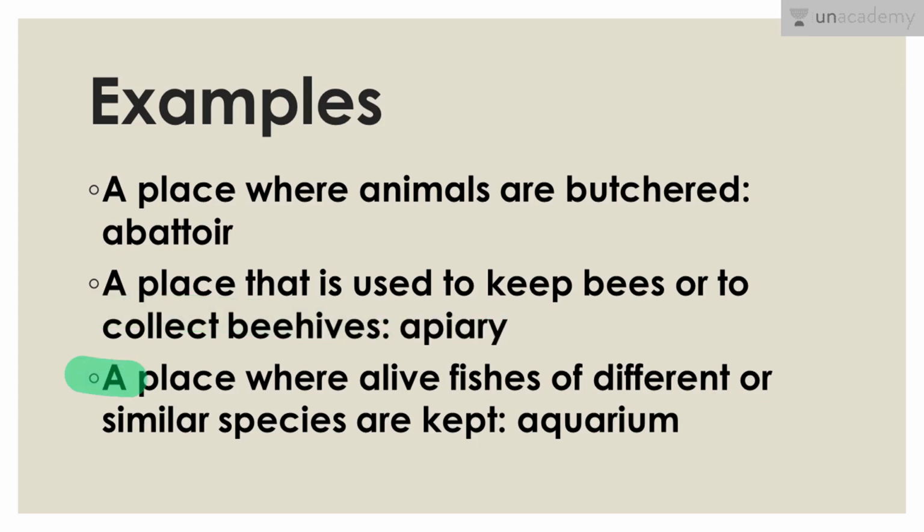Next, a place where alive fishes of different or similar species are kept is known as aquarium. I think most of you would be knowing about it, that aquarium is a place where fishes that are alive swim, and they could be of different species or could be of the same species.